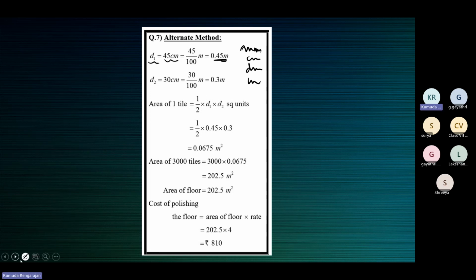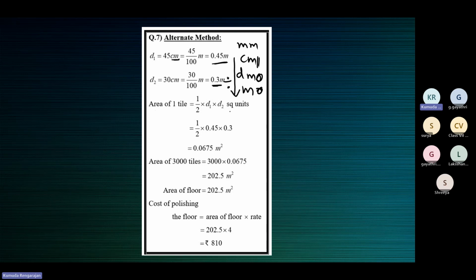Centimeter to meter. Let me write neatly: millimeter, centimeter, decimeter, meter. To convert centimeter to meter, we need to divide by 100. Centimeter to meter, that's 100. If you want to convert centimeter to meter, divide by 100. So you get 0.45 meters, 0.3 meters.